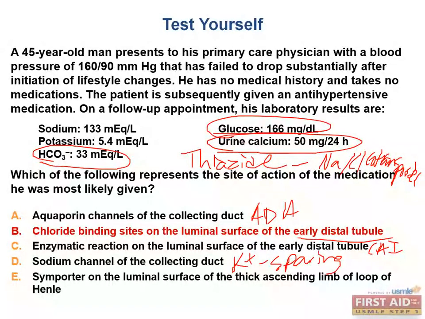And finally, E is not correct because this describes the site of action of the loop diuretics, which block the sodium-potassium chloride symporter in the thick ascending limb of the loop of Henle. Now, loops cause a metabolic alkalosis like thiazides, but they cause increased urine calcium concentration. Remember that loops lose calcium.